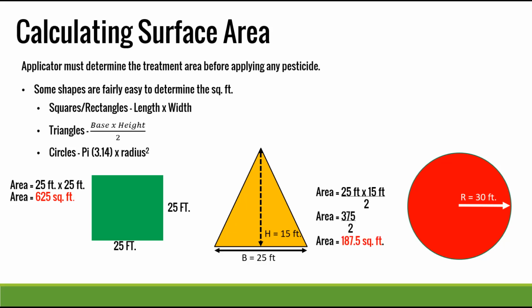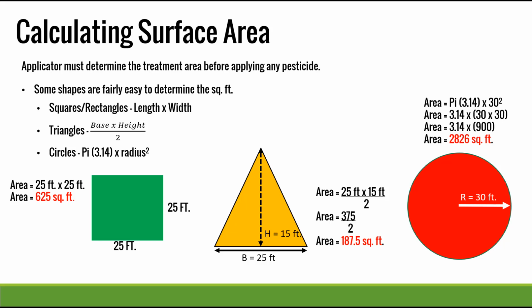The triangle is base times height divided by 2. We can see that the base is 25 feet and the height is 15 feet. So therefore, 25 times 15 gives us 375, divided by 2 gives us a square footage of 187.5 square feet.